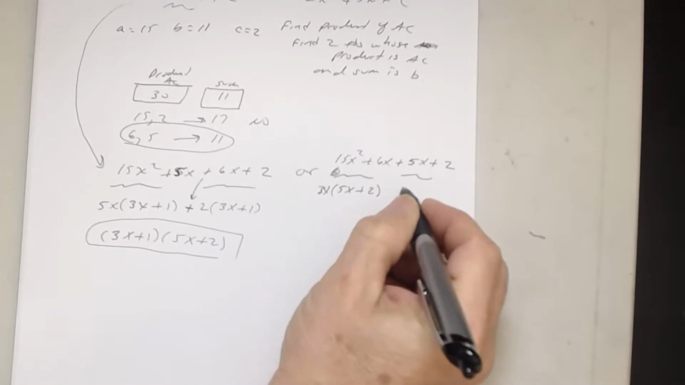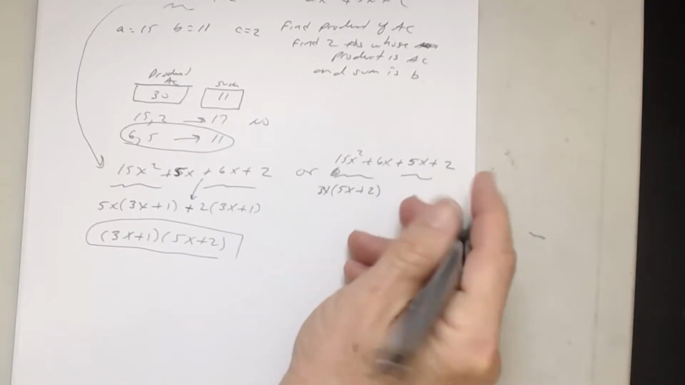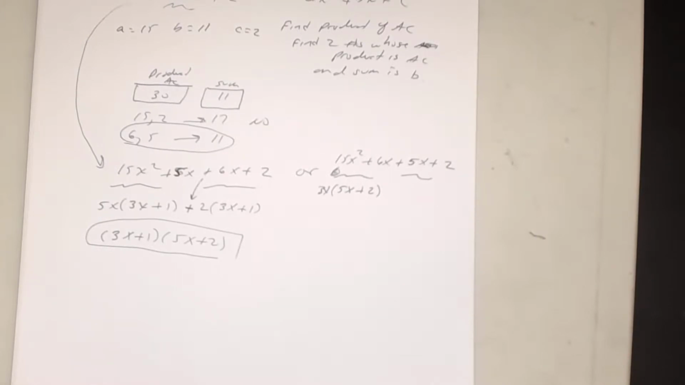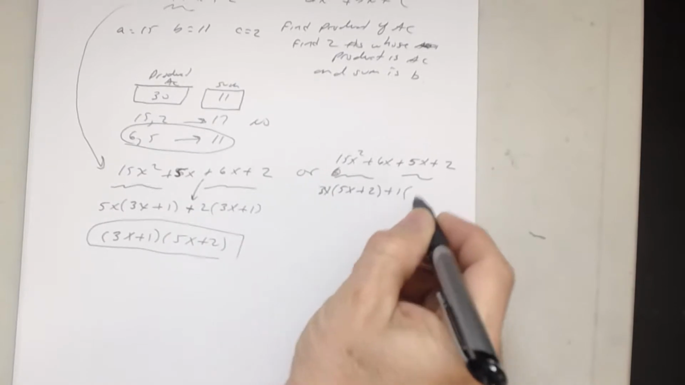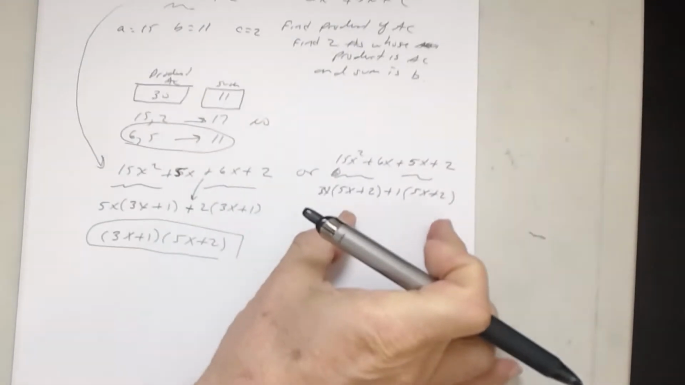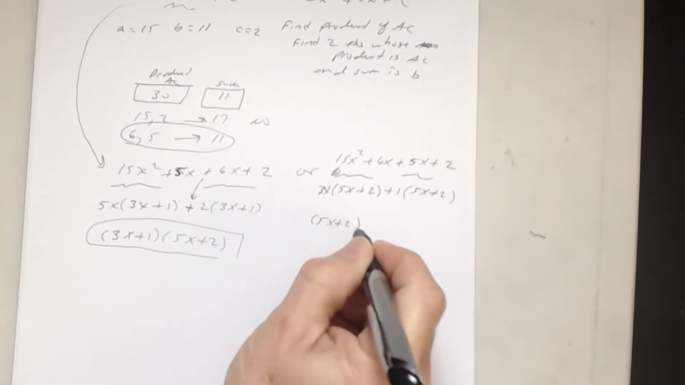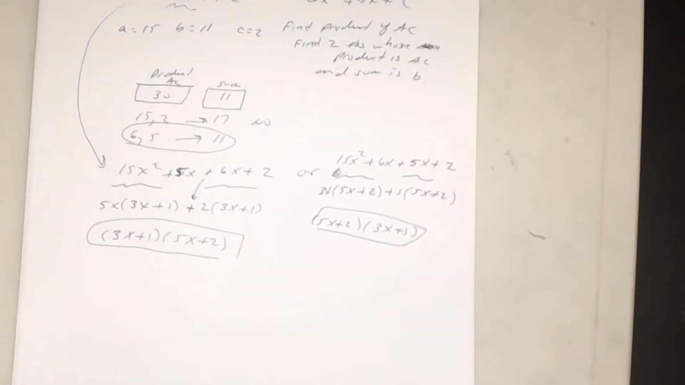What can I factor out of that second group? Every group has a GCF. What is it? 1. GCF is 1. So you say plus 1 times what? 5x plus 2. All right. Now notice the parentheses are the same, so what's the answer? 3x plus 1. All right. So you see, it does not matter the order in which you put those two middle terms. It does not matter. You get the same answer.